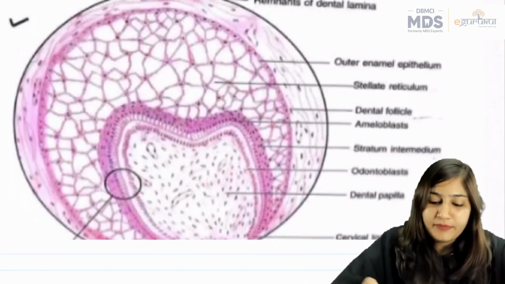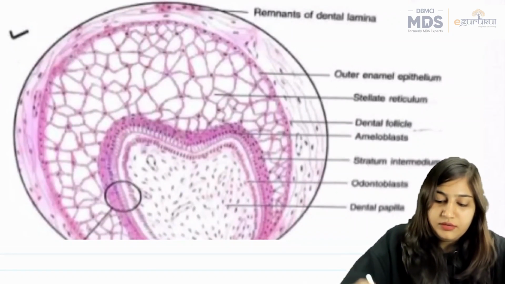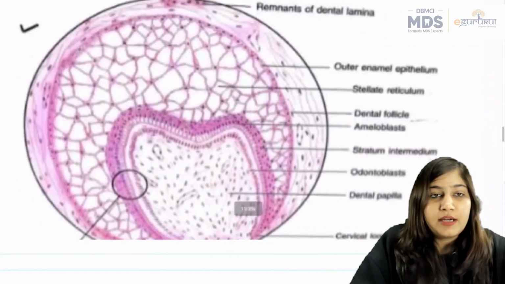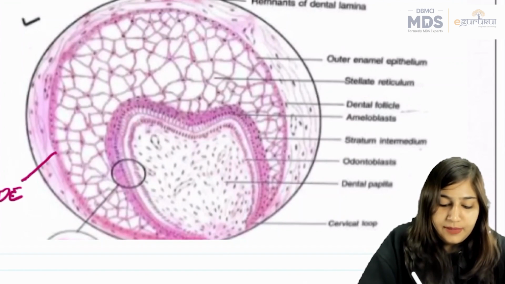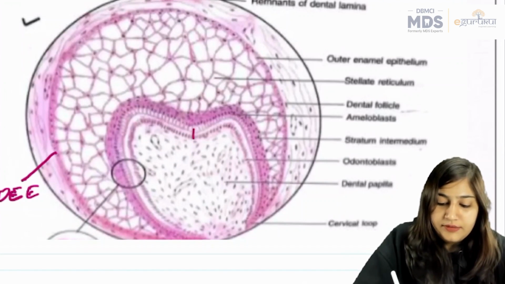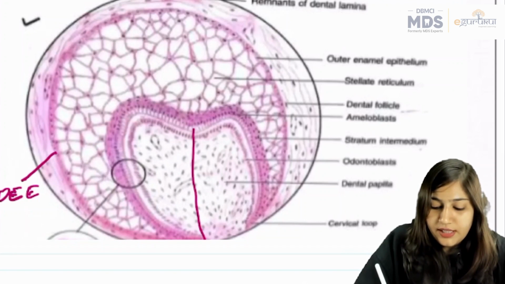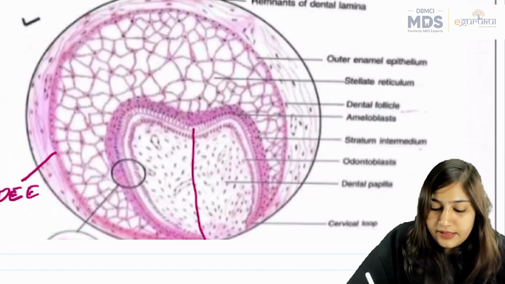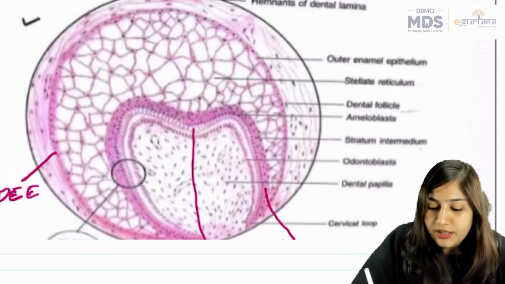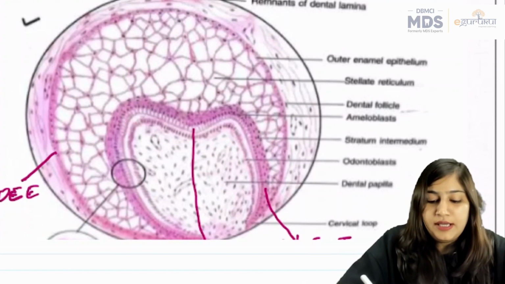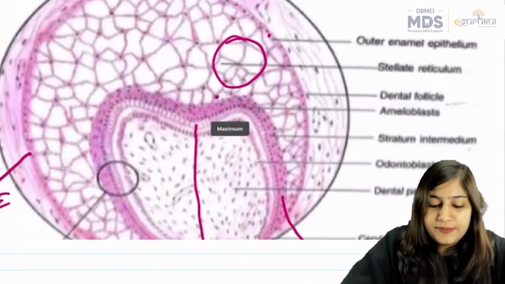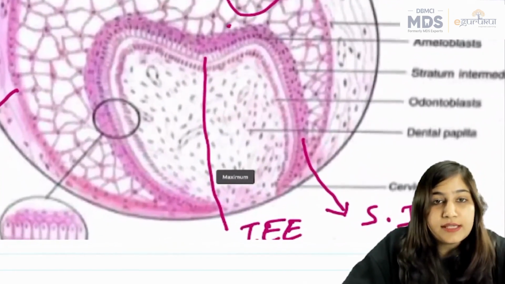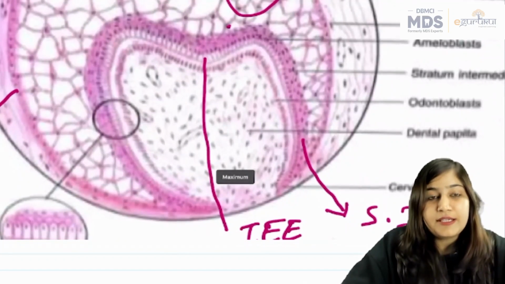Here you can see a diagram of an advanced bell stage. So this layer is outer enamel epithelium. These flattened columnar cells you see are inner enamel epithelium. The flattened cell layer just above the inner enamel epithelium is stratum intermedium. And between the stratum intermedium and outer enamel epithelium are our stellate reticulum cells. This stratum intermedium layer you can see in this diagram, the flattened cell layer.